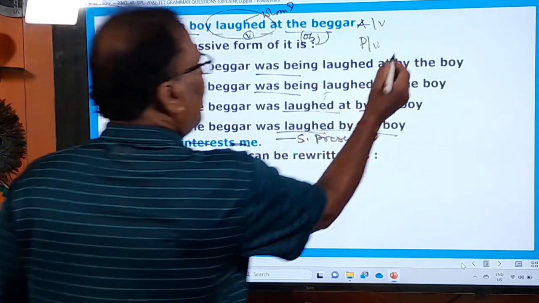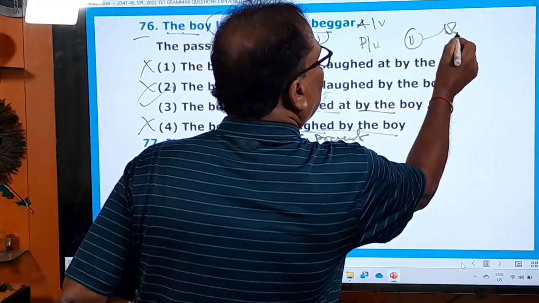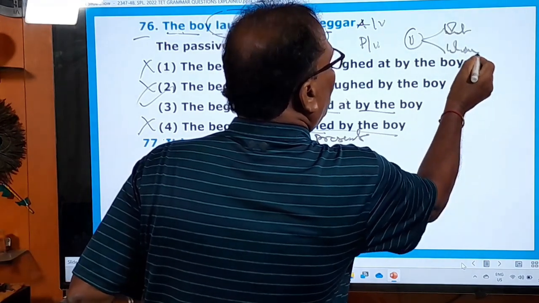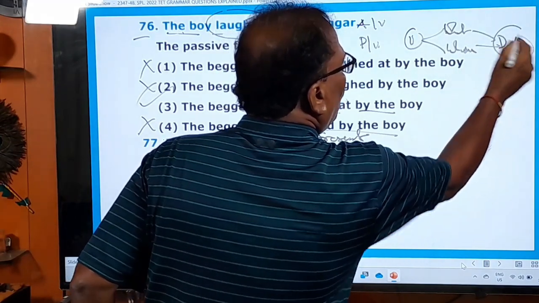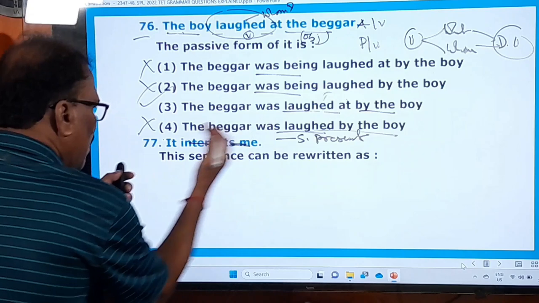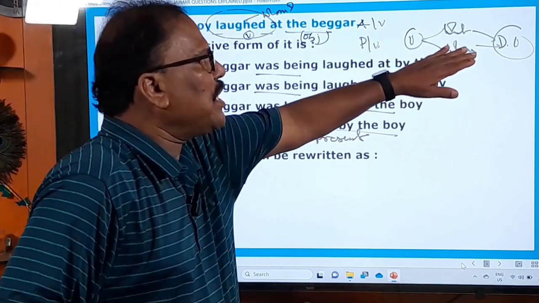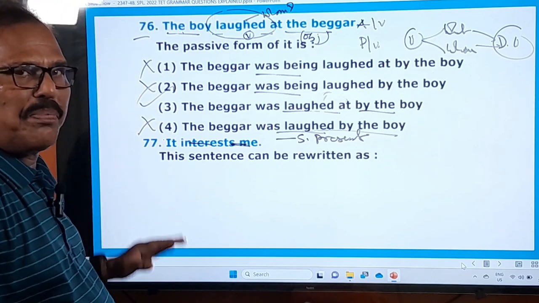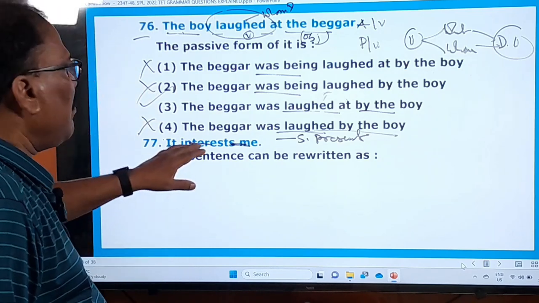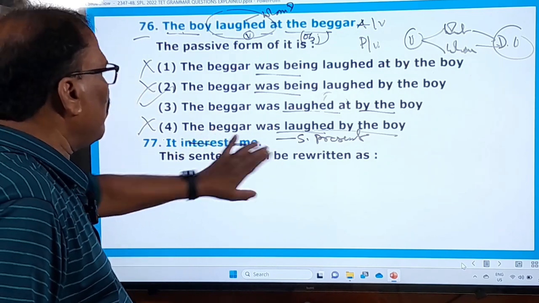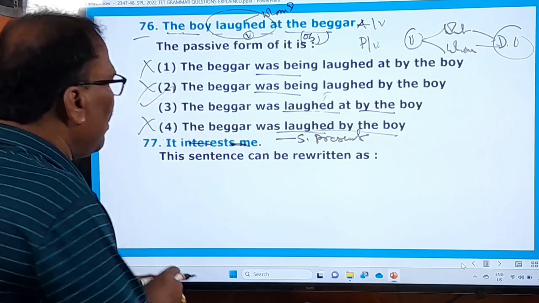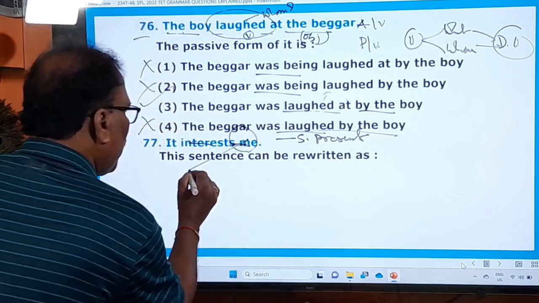Me. Whenever you question the verb with what or who, you find the direct object. Only when you find the object, you can bring the object to the front position, then you can change it. Without knowing the object, you cannot change the sentence into passive voice. That's the reason why. It interests what? No answer. It interests whom? Me. Me is the object. So bring it to the front position.